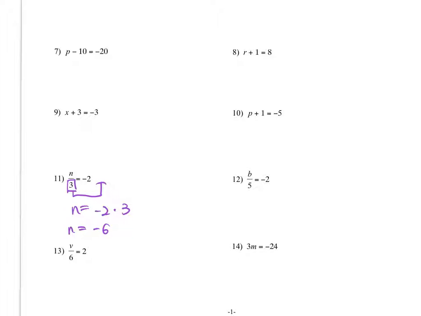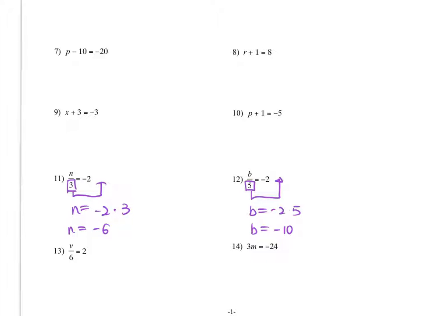And same thing with number 12. Number 12, I don't need the 5 in the denominator. So what do I do? I move it up to become a numerator, but on the other side. So now I have b left on the left-hand side. On the right-hand side, I have a 5 in the numerator, right? So that's how I solve this.